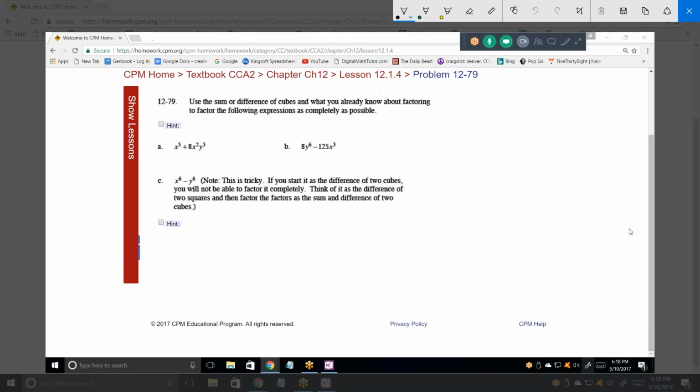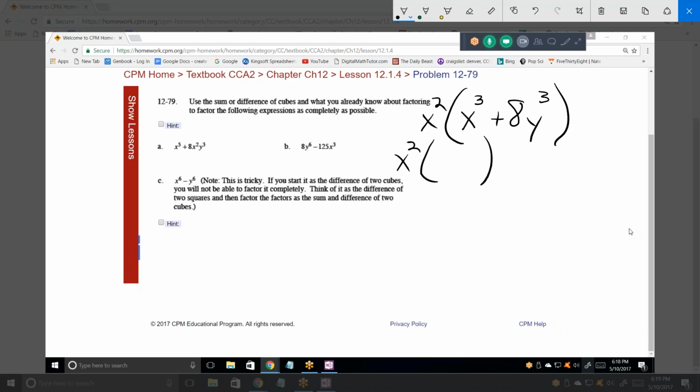Start at the beginning here. Factor x cubed plus 8y to the third. Notice what that is. That is the sum of perfect cubes, which means you can factor it further.